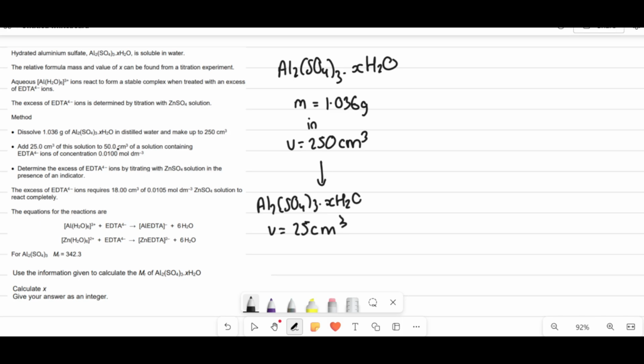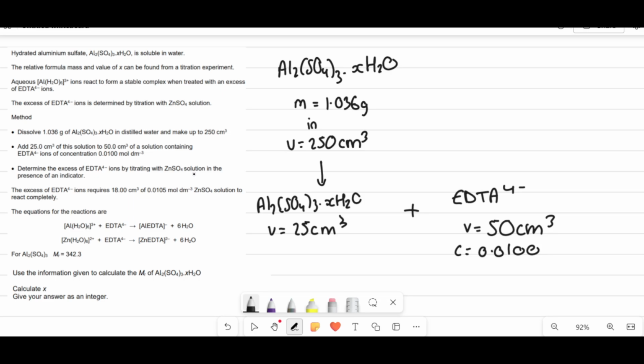Okay, so I see they're adding this to something else. So they're adding, and they've told us a volume of 50 centimeters cubed. Cool. So who does that belong to? Well, 50 centimeters cubed solution containing EDTA4-. And they say there's a concentration. So we know that this concentration is going to be 0.0100. Cool. Then it says determine the excess of EDTA4- by titrating with ZnSO4 solution in the presence of an indicator.